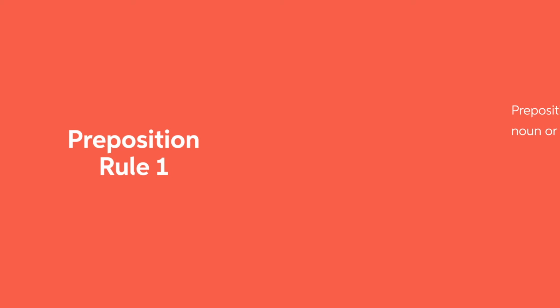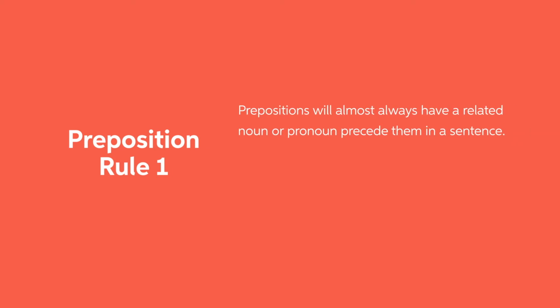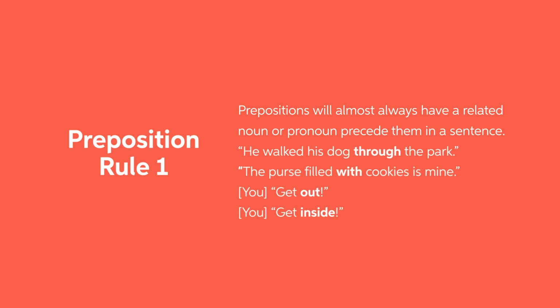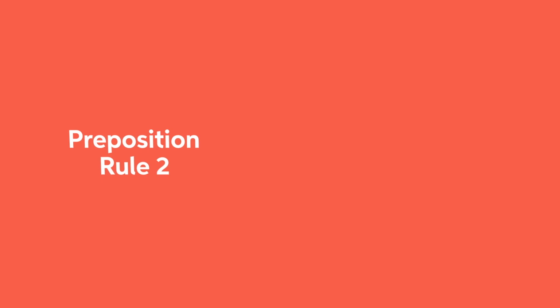Here are 3 rules for prepositions, as well as some exceptions to those rules that might help you understand their use. Rule number 1. Prepositions will almost always have a related noun or pronoun precede them in a sentence. The exception is when the noun or pronoun is unspoken but indicated. Rule number 2. Never end a sentence with a preposition. Or at least try not to.